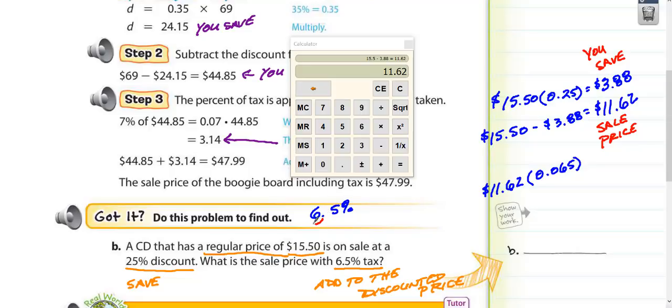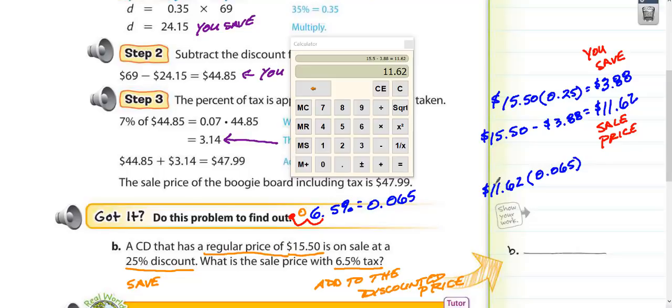And to change it to a decimal, I move this twice, and then I need a placeholder 0 right there. That's how I got 0.065. You can go back and watch the video on percents to decimals. It's in the concept video library. You can watch that if you need a little reminder on changing percents to decimals.